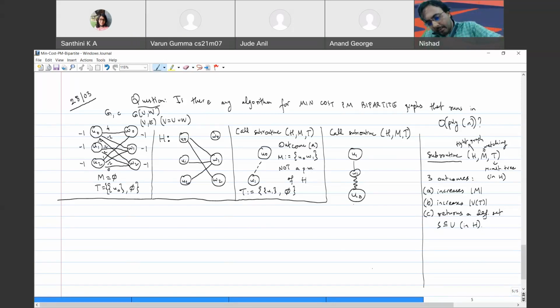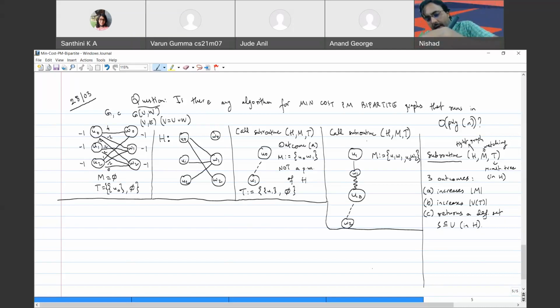So let's take W2. This is an exposed vertex. And so we basically have an M augmenting path here. Okay. And let's take the symmetric difference of our matching with this path. So that's quite straightforward in this example. We get U1 W1 and U0 W2.